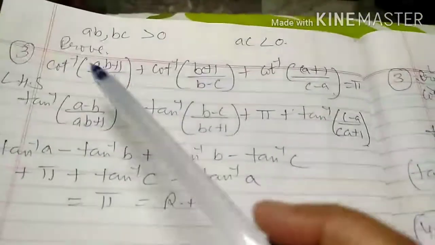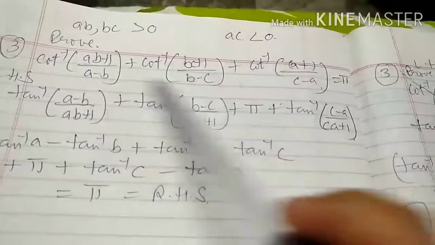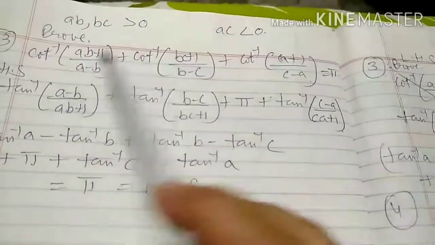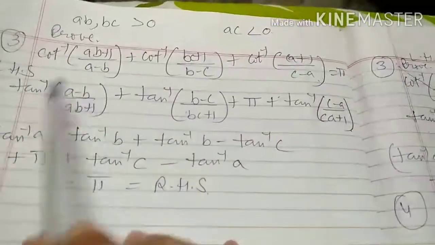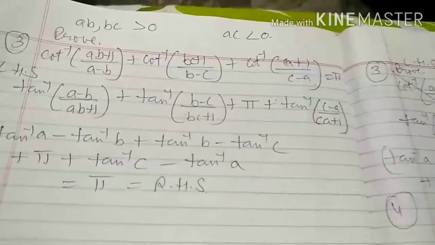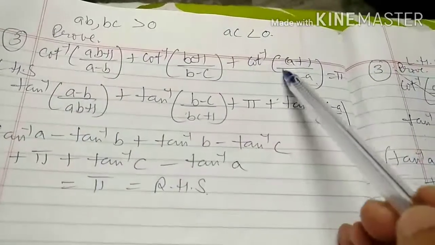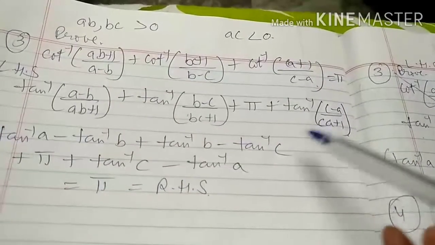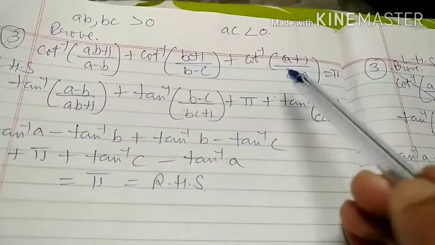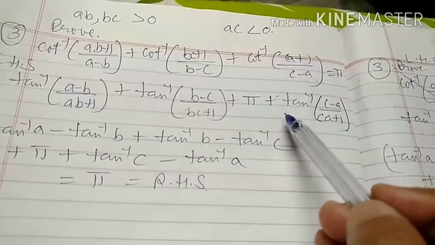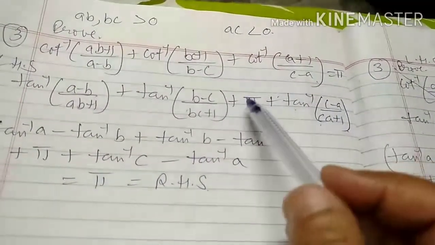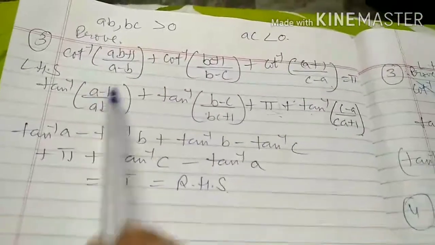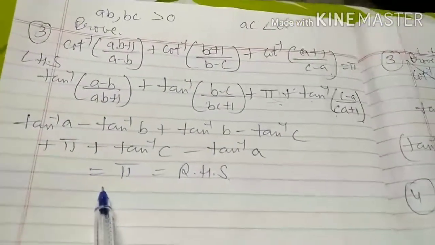So my question is like that. I take the left side: both values AB and BC are greater than 0, so I can directly change cot inverse into tan inverse. But here x is CA, the form of x, that is CA is less than 0, so I change it with pi: tan inverse (C minus A) over (C plus A), but with pi. When I apply the formula, all will be cancelled, only pi is left, which is equal to the right hand side.